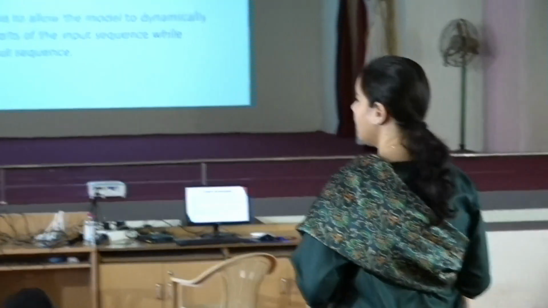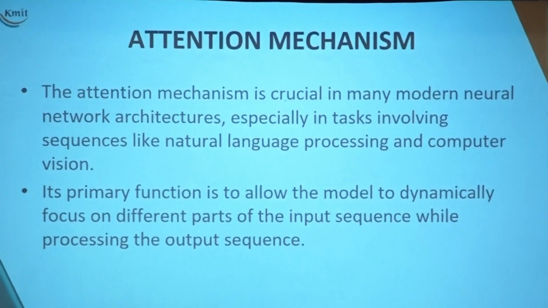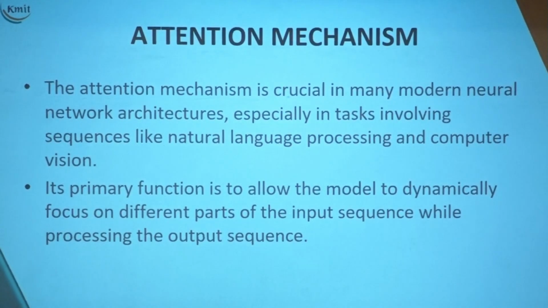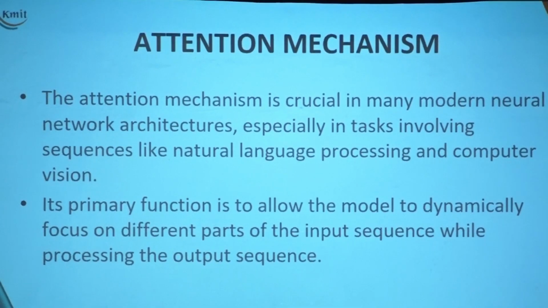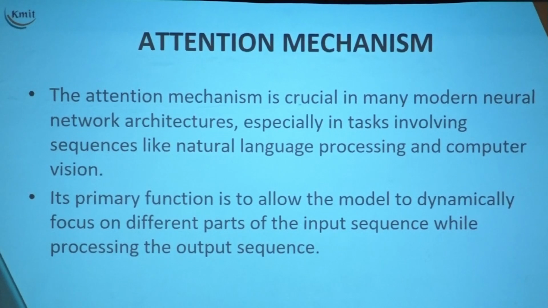Today we are going to see what it is. In our next class, we will see how we build it. Okay, now, coming to technicality, attention mechanism. Attention mechanism is crucial in many modern neural network architectures, especially in tasks involving sequences like NLP and computer vision. Its primary function is to allow the model to dynamically focus on different parts of the input sequence while processing the output sequence. There, this word dynamically is very important.